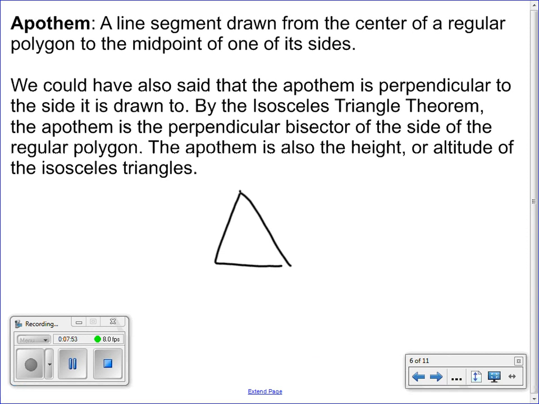Given an isosceles triangle, I have an apothem. And we can also call this my altitude because we know my altitude forms a 90-degree angle. Now, with the apothem, it's the perpendicular bisector. That then means it cuts the bottom base into 2 congruent parts as well. We are going to be using this as we start to find the area of my polygons. Let's go ahead and click pause, make sure we all have this down.